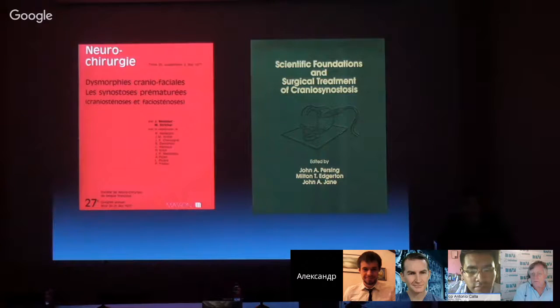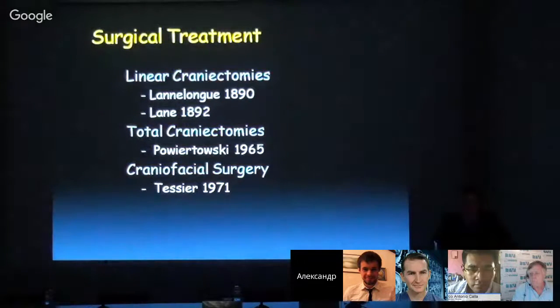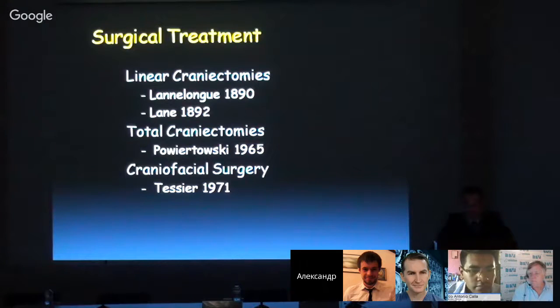Discussing the surgical treatment, I think that the best book is from John Persing and John Daniel of Charlottesville, Virginia, about surgery of craniosynostosis. The linear craniectomies were postulated first by Lannelongue and Lane, and total craniectomies started in 65 with Oyartovsky, and the craniofacial surgery, as we know nowadays, by Tessier in 71.